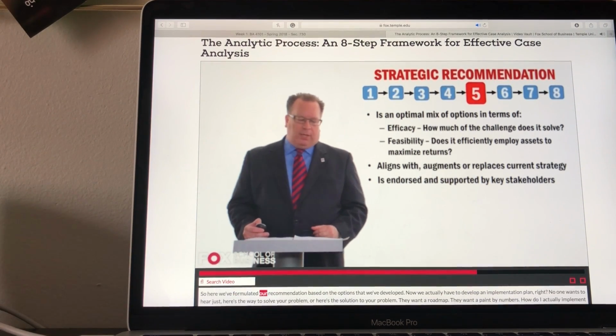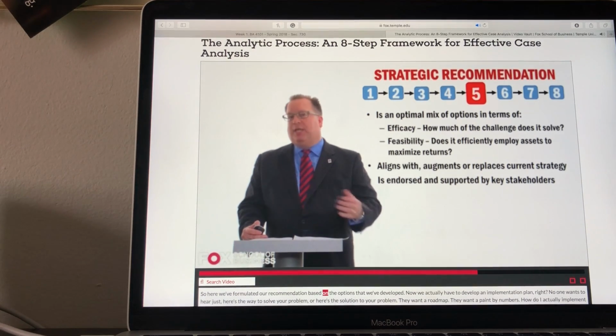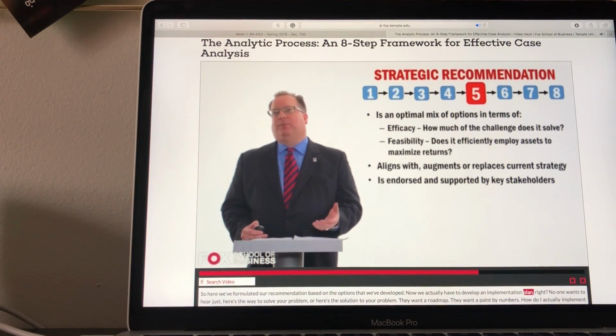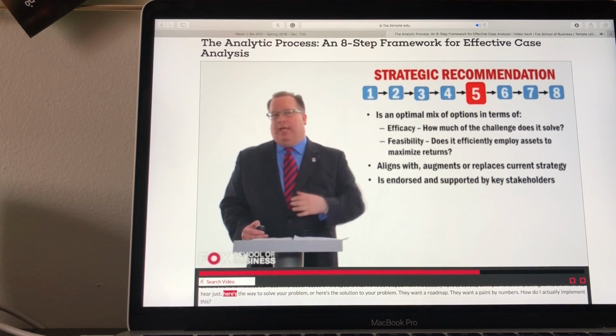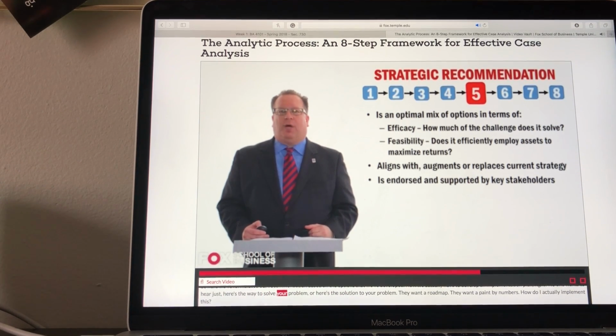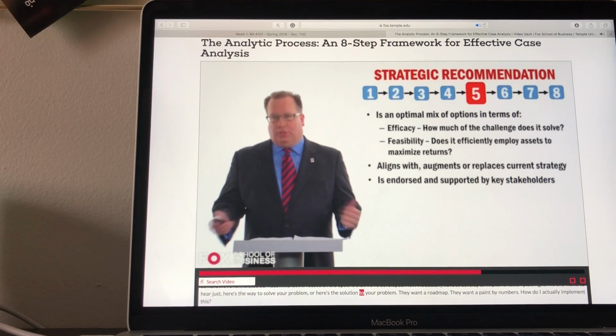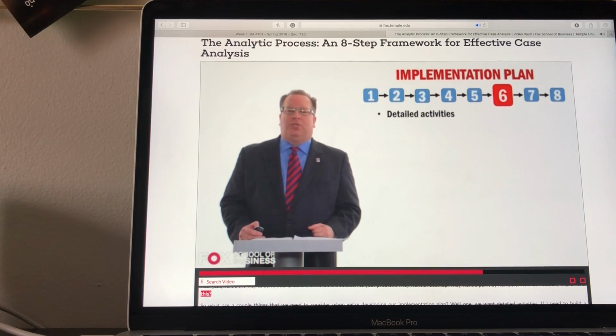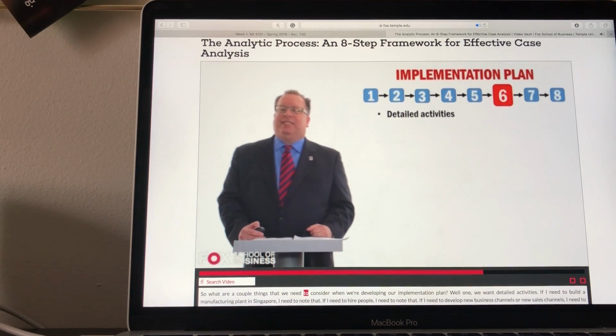So here we formulated our recommendation based on the options that we've developed. Now we actually have to develop an implementation plan, right? No one wants to hear just, here's the way to solve your problem, or here is a solution to your problem. They want a roadmap. They want to paint by numbers. How do I actually implement this? So, what are a couple things that we need to consider when we're developing our implementation plan?